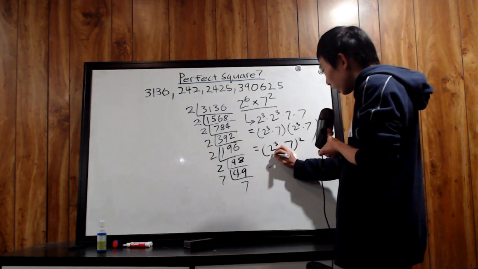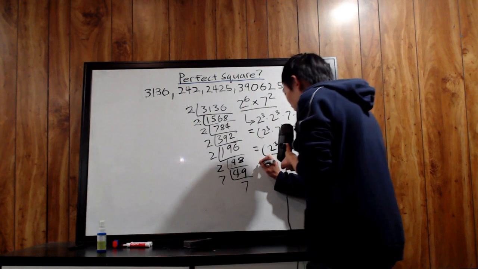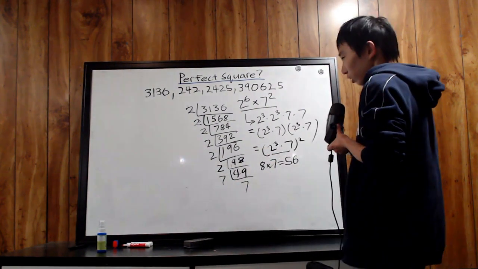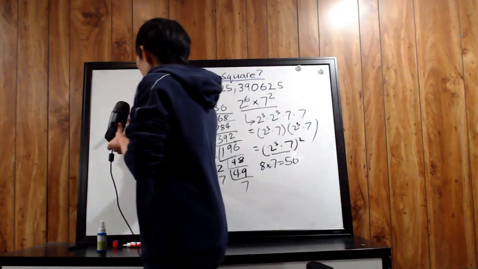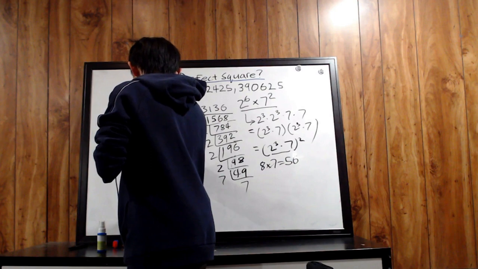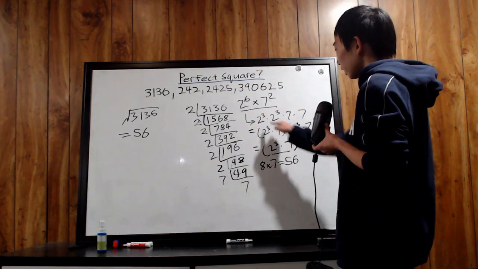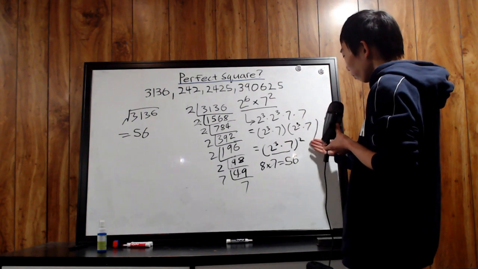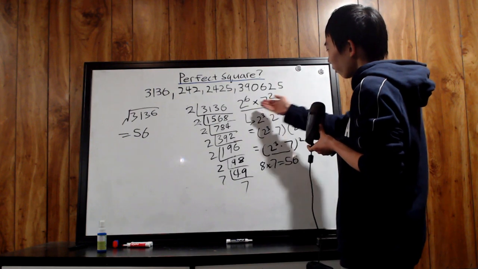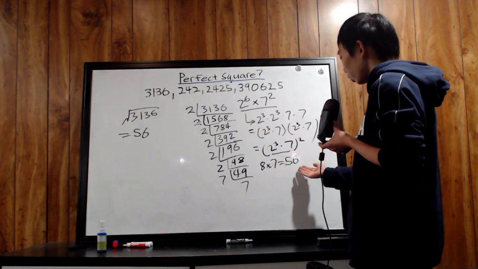So the square root is just 2 to the 3 times 7, which is equal to 8 times 7, which is 56. Therefore, the square root of 3136 is equal to 56. Notice how it is a perfect square because the exponents were even, so that we could split it up like this. The prime factorization of the number must have all even exponents for it to be a perfect square, and from there, you can get the square root.